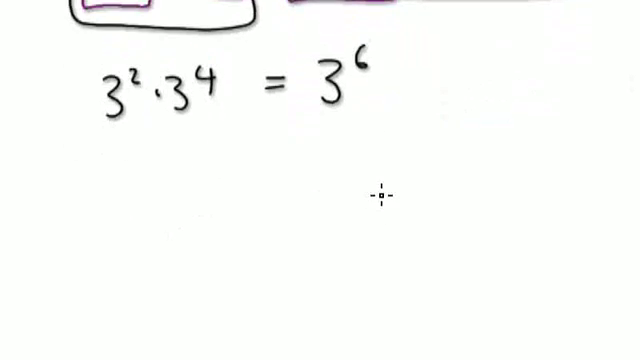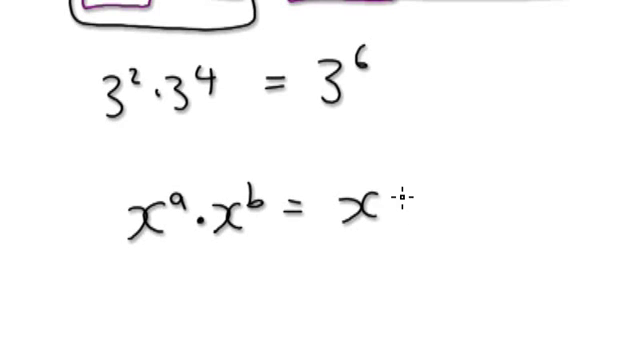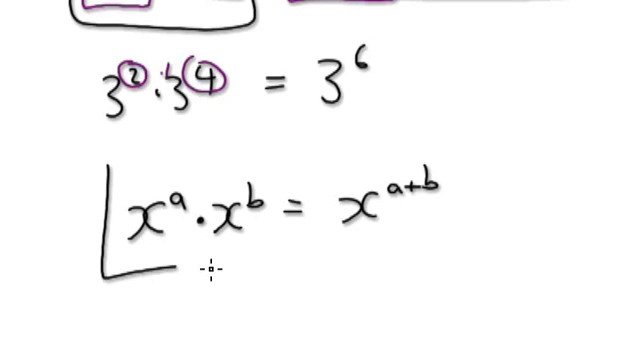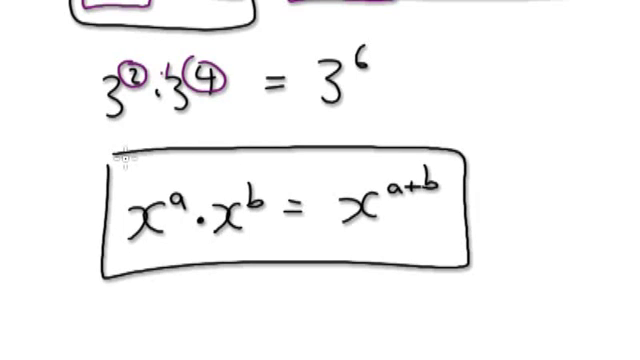Okay, so if you have something like this, x to the power of a, and then you times it with x to the power of b, it becomes x to the power of a plus b. Because if you look at this here, basically this is your formula here.